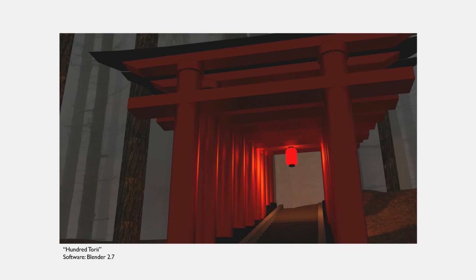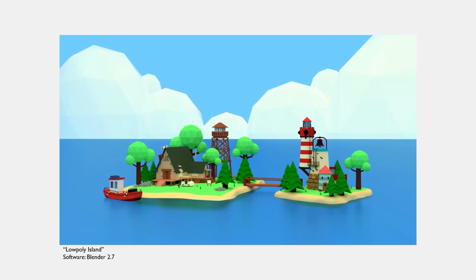Next is the 100 Tori. It was made in Blender 2. It's a school project last year. Pinagawan kami ng isang architectural building or something, and ito yung na-come up ko. So yun. Low Poly Island. It's also a school project, and ginawa din to sa Blender. It's a very low poly. Hindi siya masyadong realistic. Konti lang yung low poly count dito. So that's why it's called low poly.